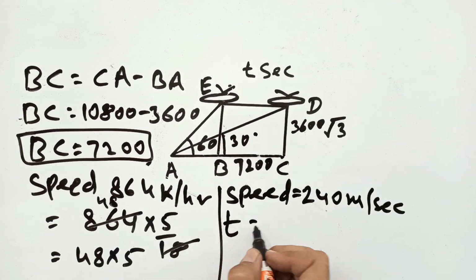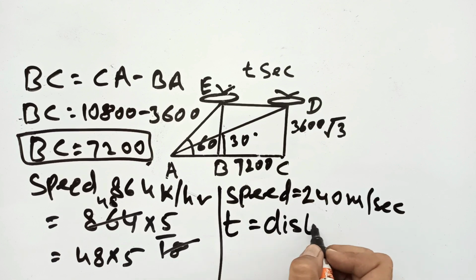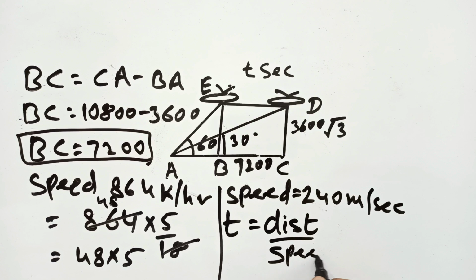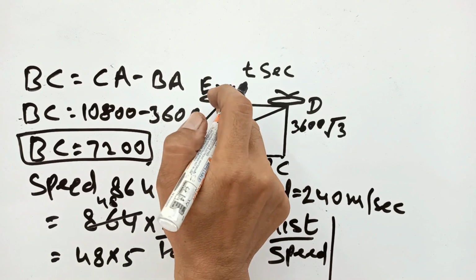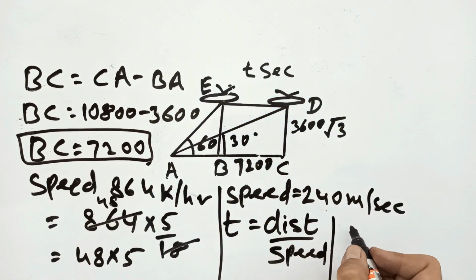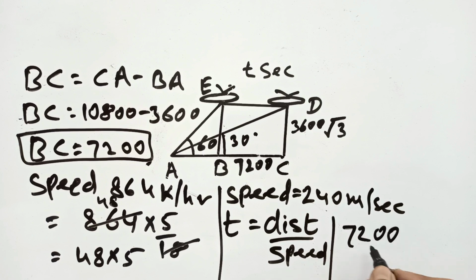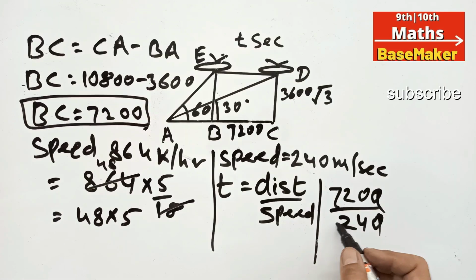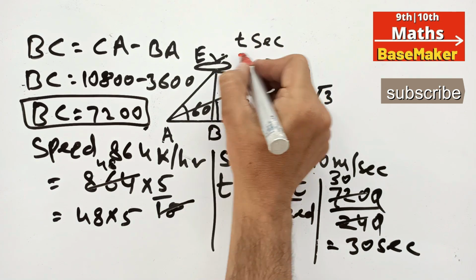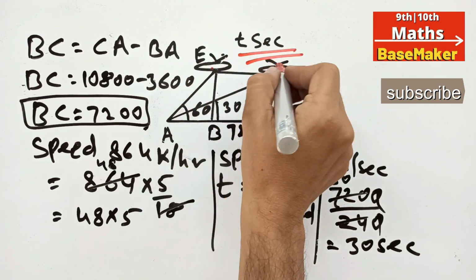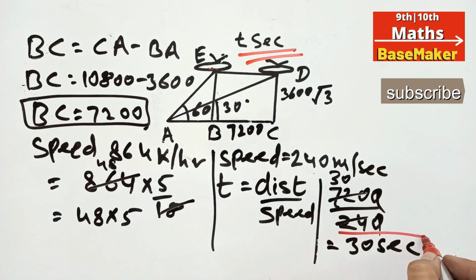Now using the physics concept, time is equal to distance upon speed. Distance is 7200 when aeroplane changes the position from E to D. Speed we converted into meter per second, 240. So it is coming 30 seconds. So the value of t, the time taken by aeroplane to change the position from E to D, is 30 seconds.